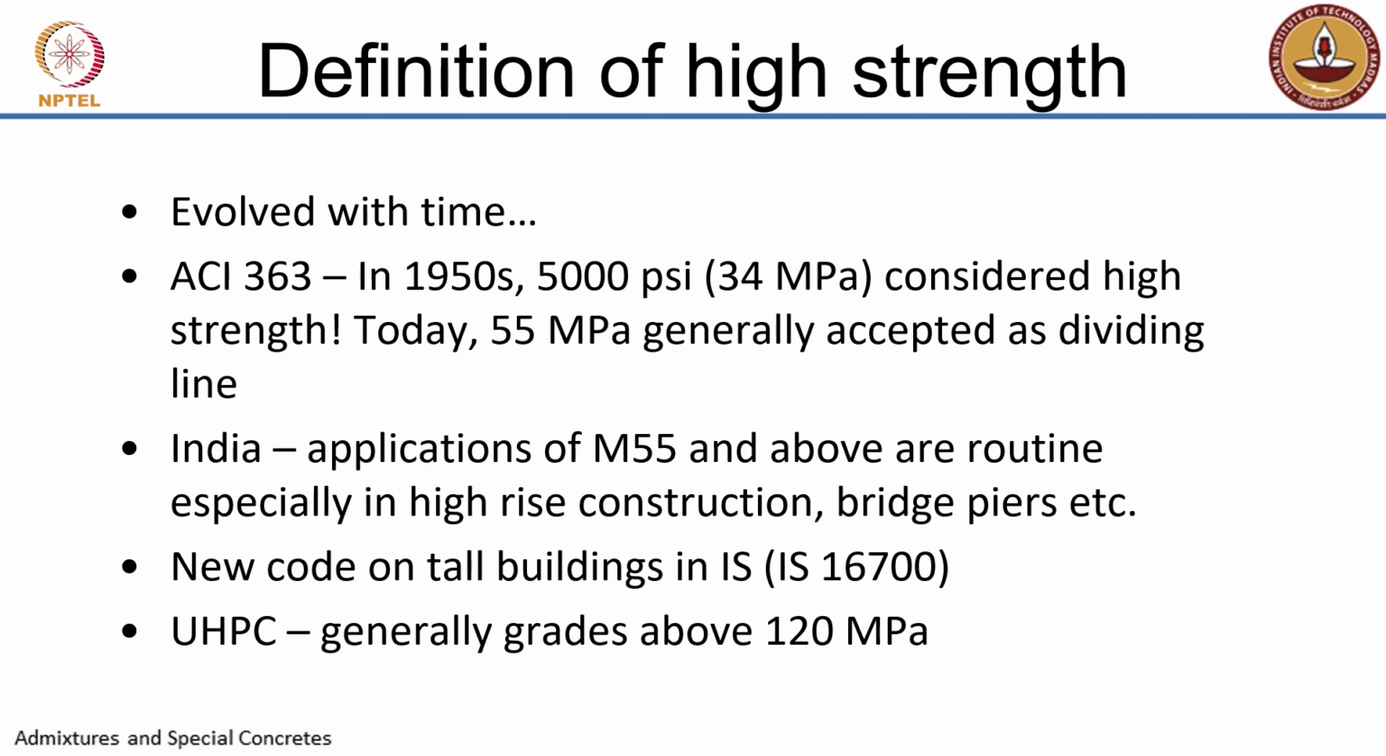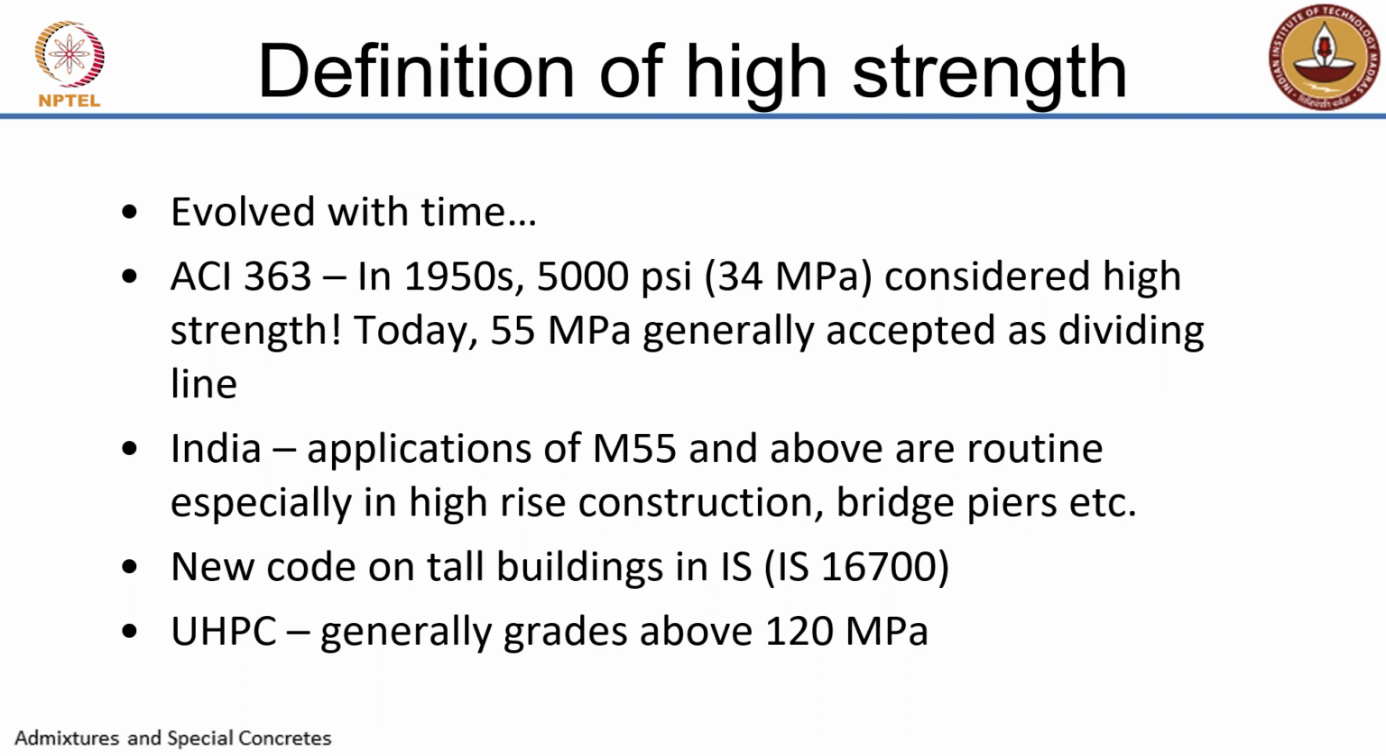In the 1950s, as per ACI 363, there is a committee on high strength concrete. A 5000 psi or a 34 megapascal concrete was considered high strength in the 1950s. So 34 megapascal, which today is actually a day-to-day kind of concrete, was actually high strength in the 1950s. Today, of course, we are using routinely 55 megapascal and above as high strength concrete. But even 55 has become really a low number as far as the kind of strengths that we are achieving today in concrete are. Right?